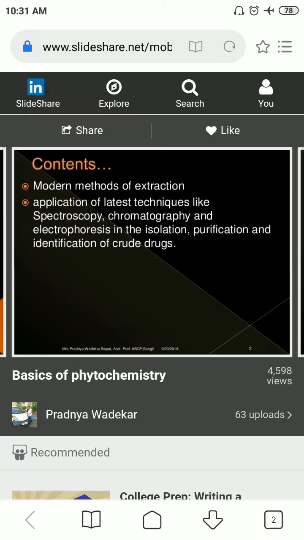So what is the basic difference between extraction and isolation? Extraction gives a mixture of phytoconstituents, but in isolation we get a purified single phytoconstituent as the product. So extraction is the first step for isolation also. After extraction we have to go for the isolation step. So this is isolation. Next one, identification. For identification we check by different chemical tests for the presence of a particular phytoconstituent. After identification we have to go for estimation.